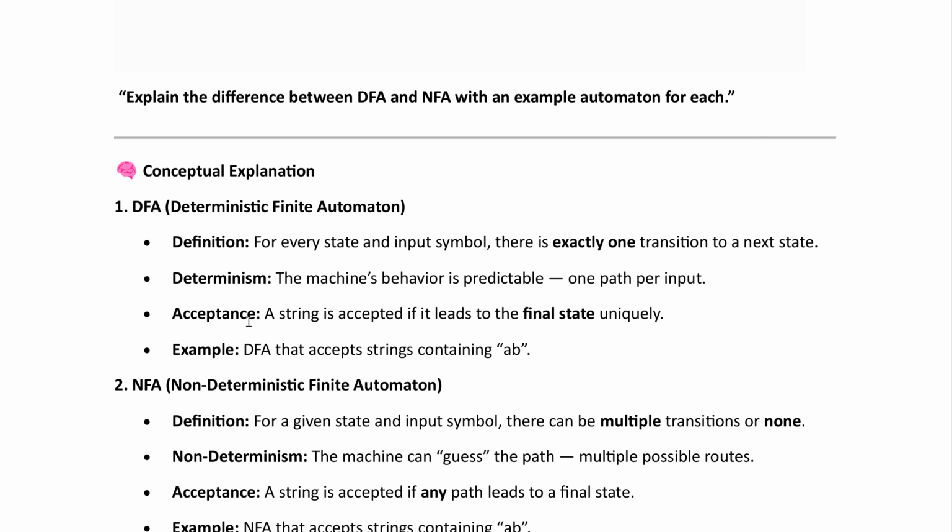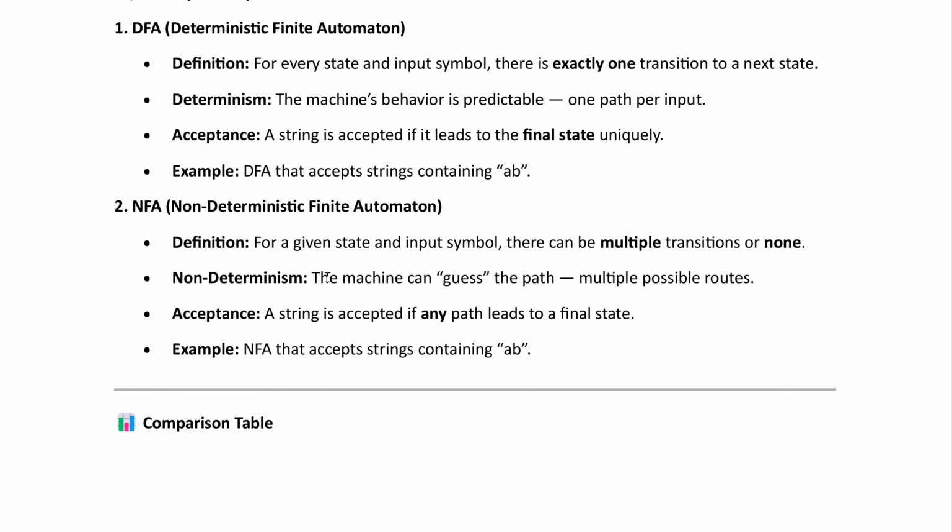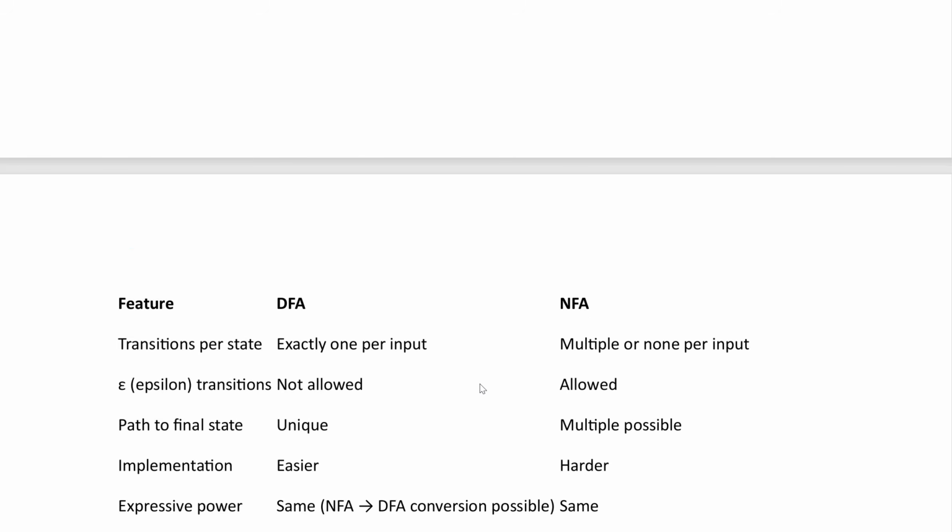That is, there is one path per input. In DFA, a string is accepted if it leads to the final state uniquely. An example of DFA is a DFA that accepts strings containing AB. In non-deterministic finite automata (NFA), the machine can guess the path. Multiple possible routes can be there. In NFA, a string is accepted if any path leads to a final state. An example of NFA is an NFA that accepts strings containing AB.